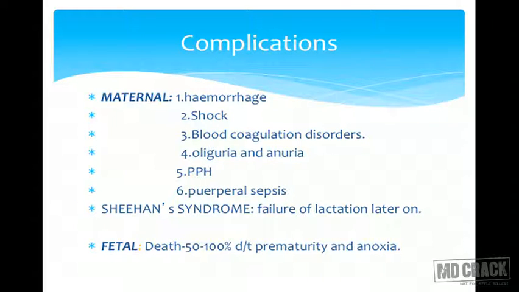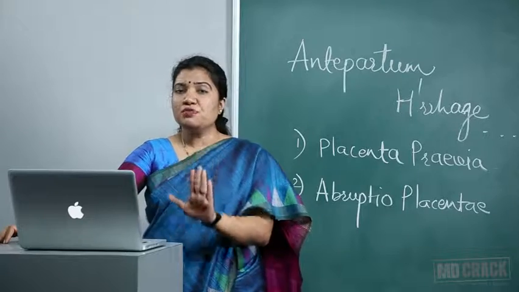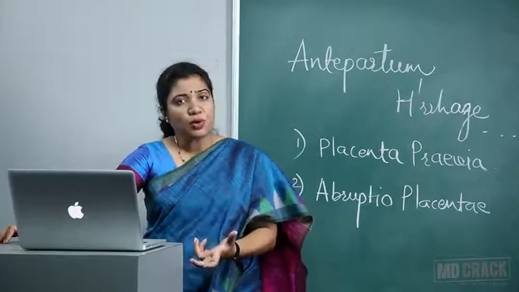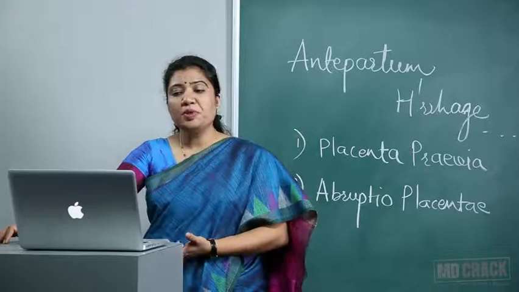Complications, again maternal and fetal. Maternal complications: hemorrhage, shock, blood coagulation problems. Certain things in abruption, PIH, and then in management, ruling out blood coagulopathy. You have to always remember DIC and coagulopathies in case of abruption. So many times the patient lands up in a coagulation disorder. Renal oliguria or anuria because of blood loss. After delivery of the fetus, PPH is very common because of consumption coagulopathy, again leading to PPH.